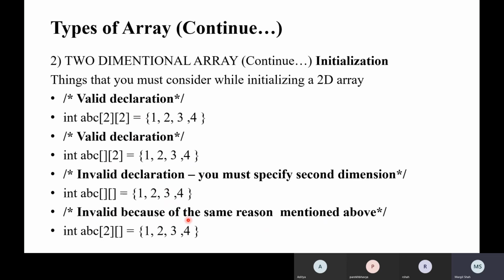The same way, this is an invalid declaration because of the same reason mentioned above, that is, the second dimension is always required. We can skip the first dimension, we cannot skip the second one. Here again the reason is, what about the remaining ones? Two rows are there, but how many columns each row should have needs to be defined.